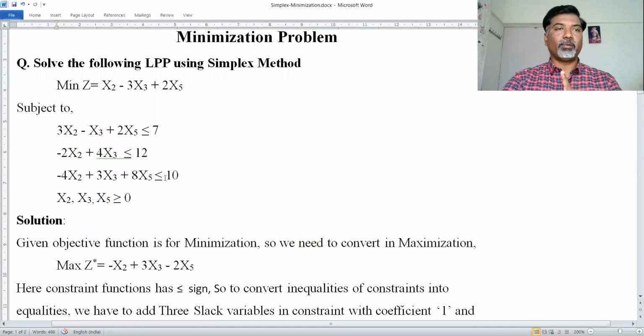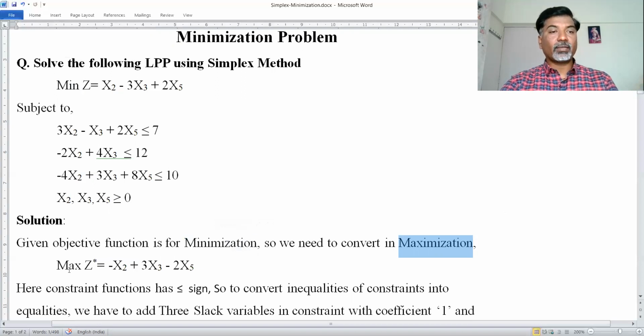Before solving LPP problems, we have to check whether the given problem is for minimization or maximization. If the problem is for minimization, then you have to convert it into maximization. The given objective function is for minimization, because it says min z, so we need to convert it into maximization. To convert a minimization problem into a maximization problem, the formula is: max z* = -(min z).